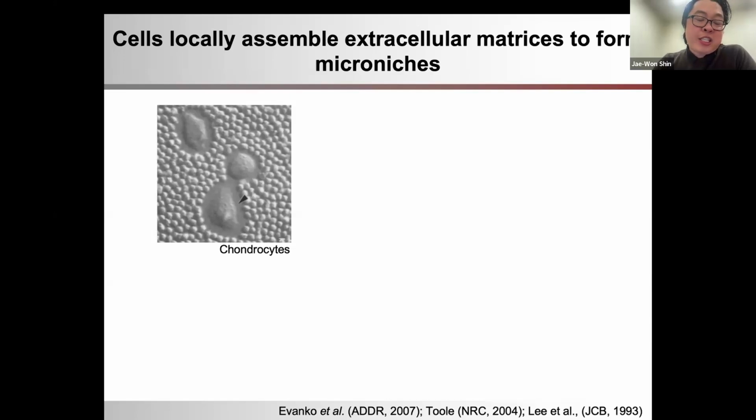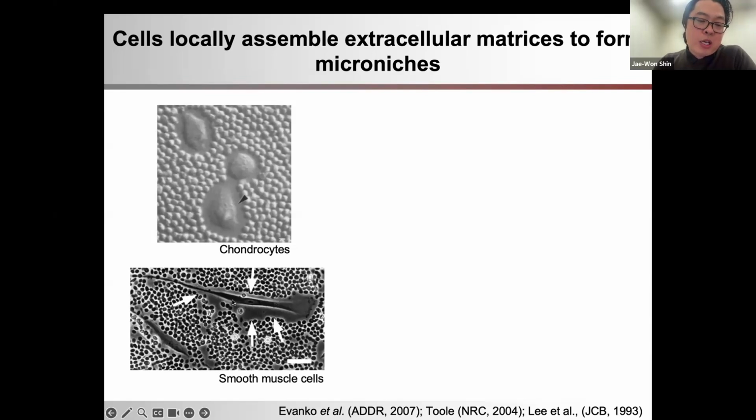One interesting example is to look at chondrocytes, where you actually see these cells form dense matrices immediately around them. They're called pericellular matrices. But this is also generalizable across different types of cells, as you can see in the smooth muscle cells, as visualized by just the beads. And the parts that are not penetrated form these extracellular matrix layers.